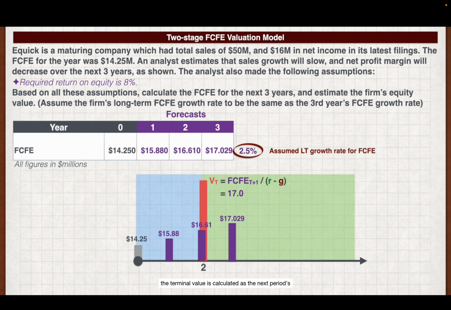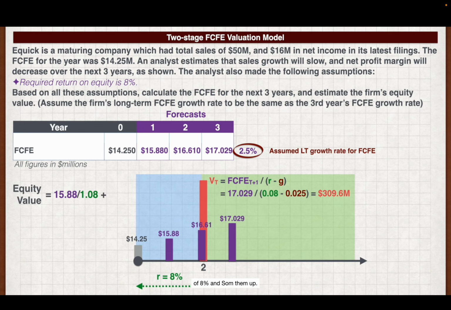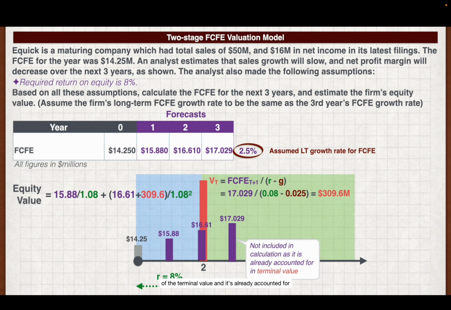The terminal value is calculated as the next period's cash flow divided by the required return minus the constant growth rate. That gives us a terminal value of $309.6 million. And with that, let's discount all the cash flows and terminal value using the given required return of 8% and sum them up. This third-year forecast is only for the calculation of the terminal value, and it's already accounted for in the terminal value, so we should not include it. Punch these figures into your calculator, and you should get the equity value, which is $294.4 million.